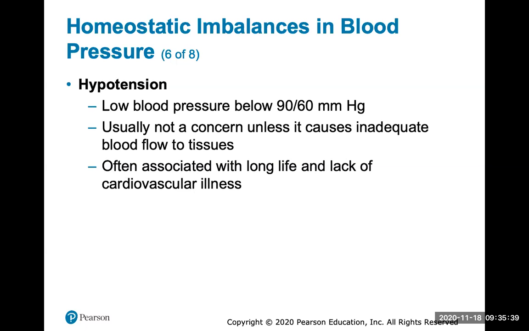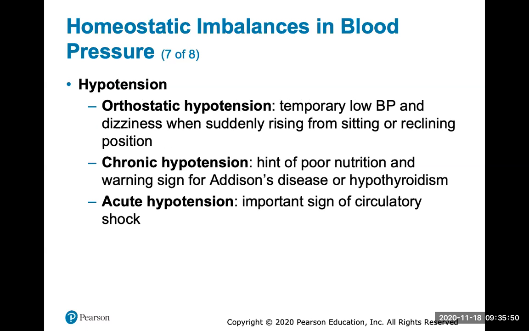Hypotension then is low blood pressure. Orthostatic hypotension is temporary low blood pressure and dizziness when suddenly rising from a sitting or reclining position. Chronic hypotension can be a hint of poor nutrition and a warning sign for Addison's disease or hypothyroidism. And acute hypotension is an important sign of circulatory shock.